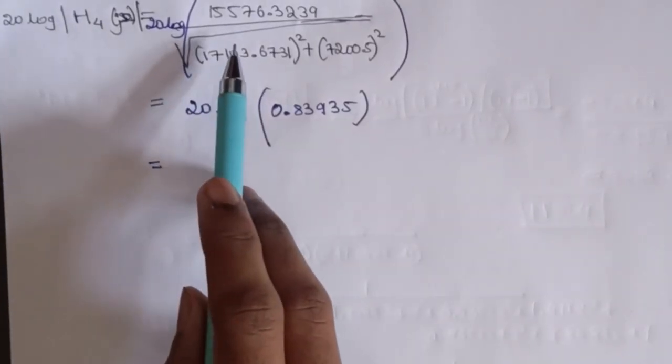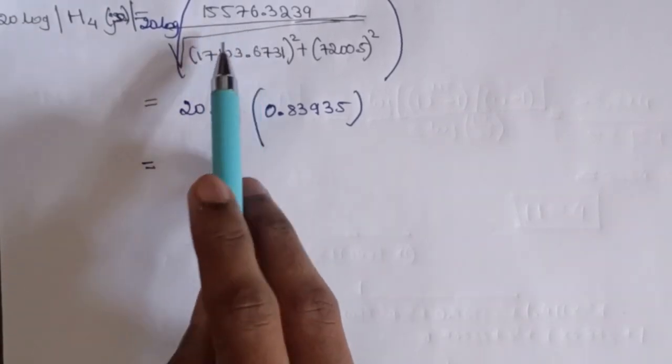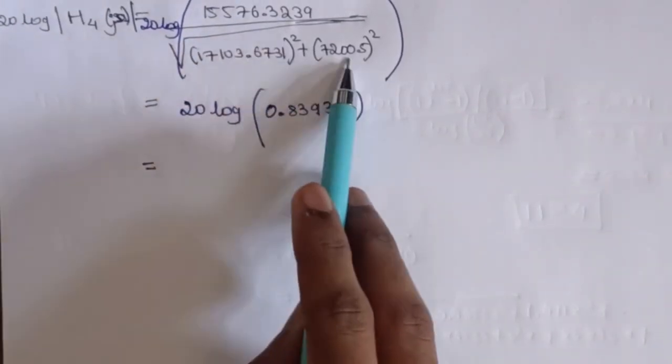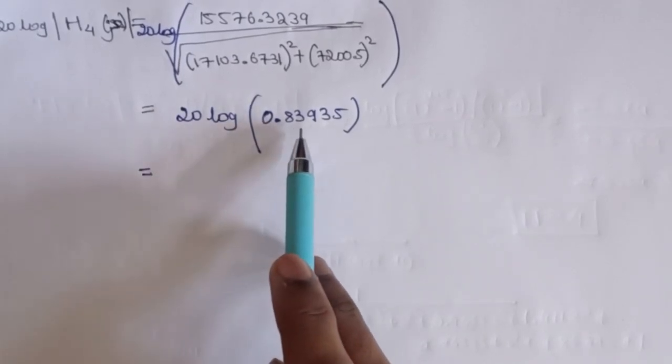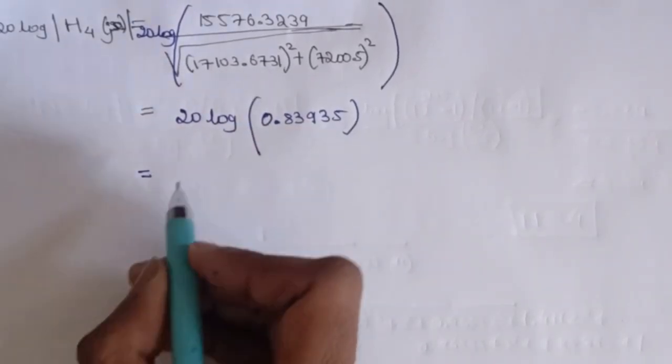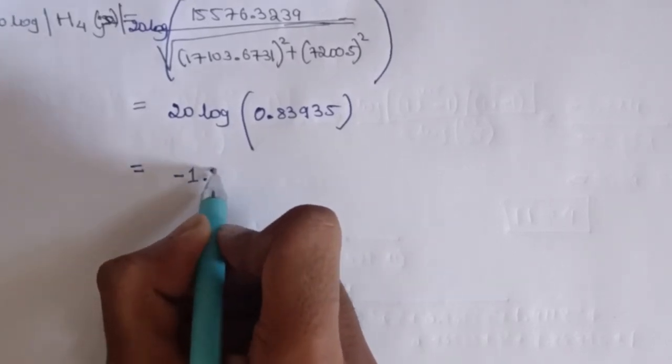We are evaluating this transfer function as 20 log of the magnitude of H of j omega. To find the magnitude, we use the square root of a square plus b square. By applying this formula we get 20 log 0.83935, which is minus 1.52 dB.